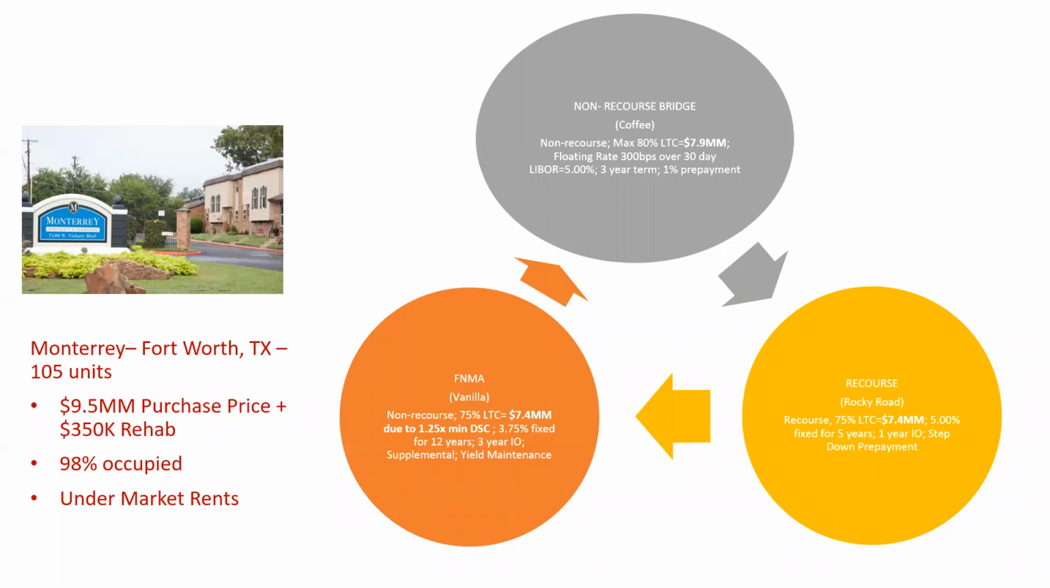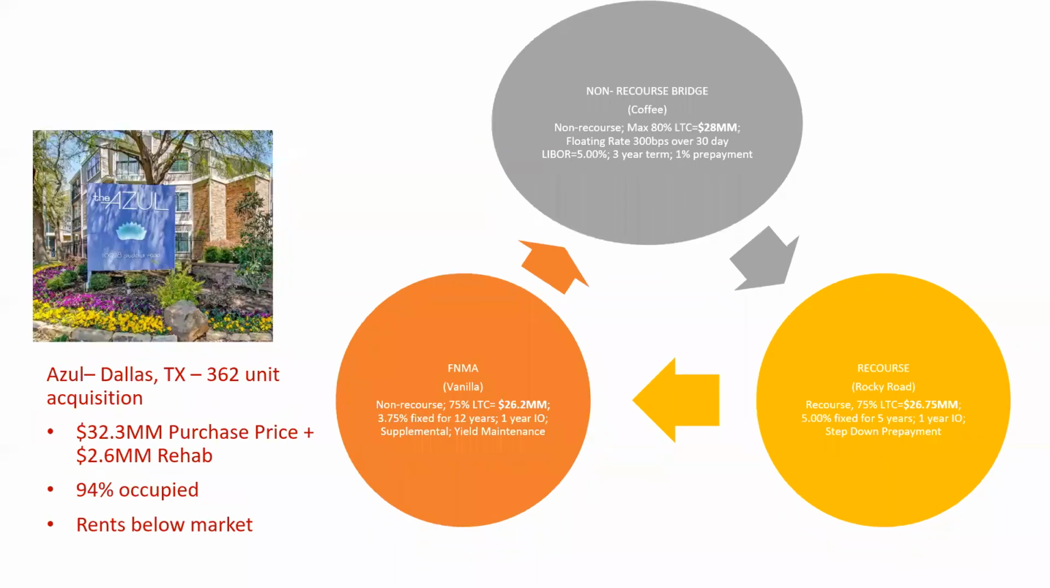So supplemental is an additional secondary loan that you go back to Fannie Mae with. And if you've raised the value of the property, let's say you bought it for 9.5, you did 350 in rehab, and now it's worth, let's say, 13 million. You can go back and get a supplemental up to 75%. So they could resize the loan and pull out the equity that they put in so far. So that's a unique option that the non-recourse bridge and the recourse loans typically do not have.